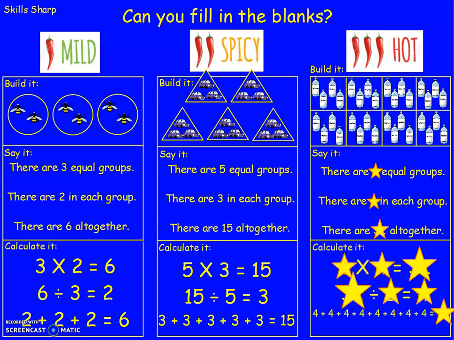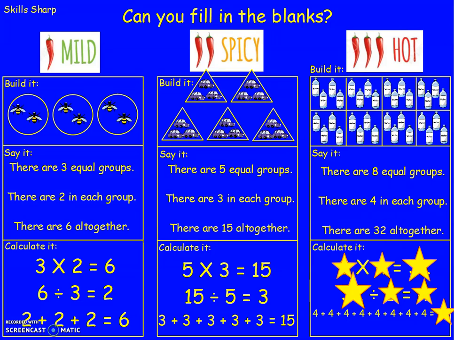Let's look at hot then. How many equal groups have we got? So we've got 1, 2, 3, 4, 5, 6, 7, 8. 8 equal groups. How many bottles of water have we got in each group? 1, 2, 3, 4. So there are 8 equal groups with 4 in each group. How many bottles are there altogether? Did you work that out without having to count them all individually?